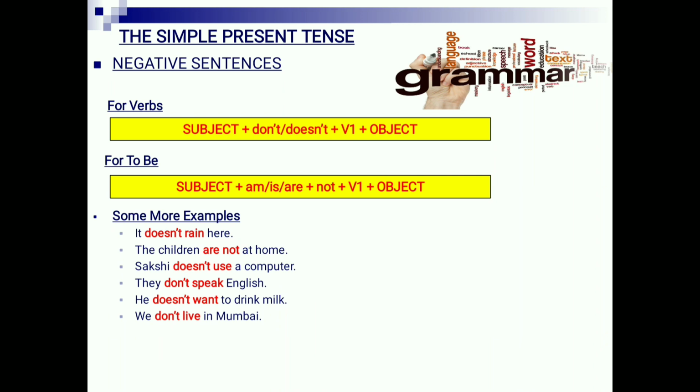We will see some more examples. It doesn't rain here. Second one is the children are not at home. Sakshi does not or doesn't use a computer. They don't speak English. He doesn't want to drink milk. We don't live in Mumbai. So this is all about negative sentences in simple present tense. I hope you understood it.